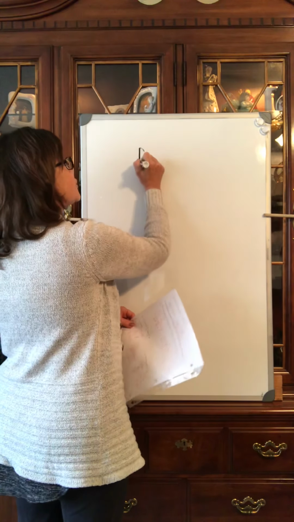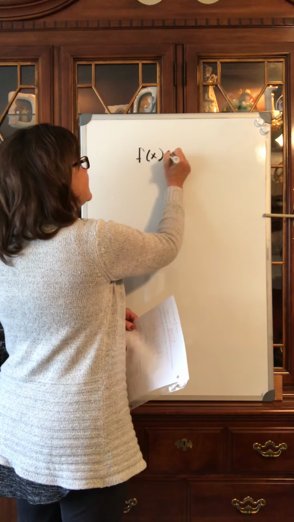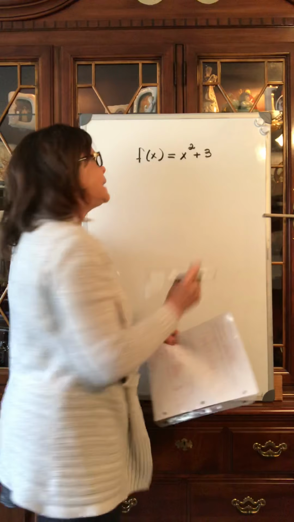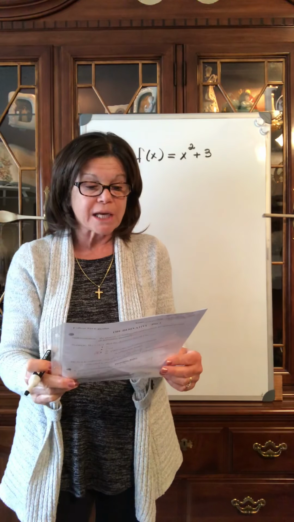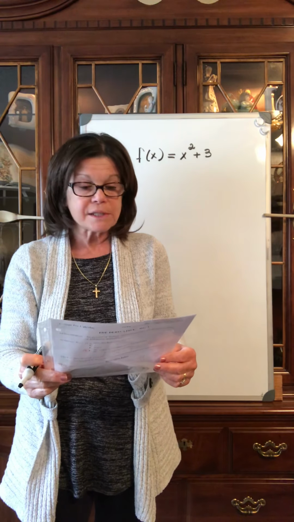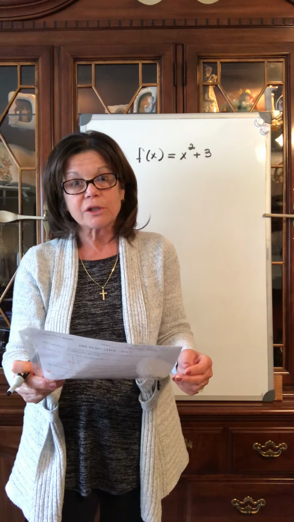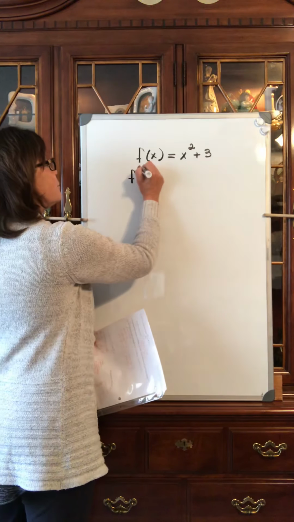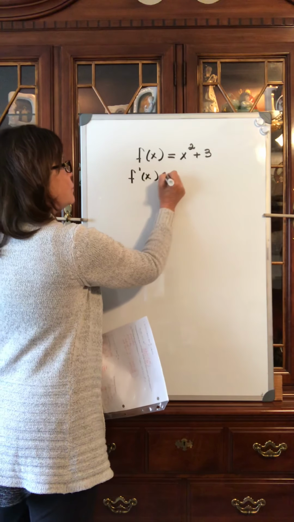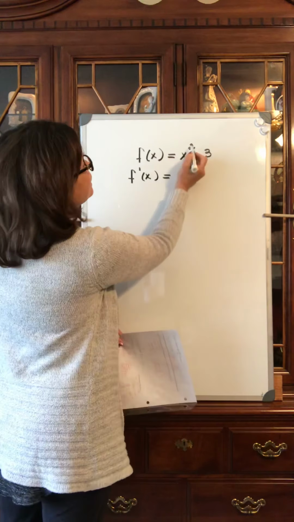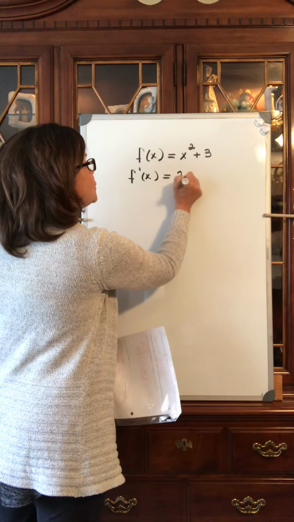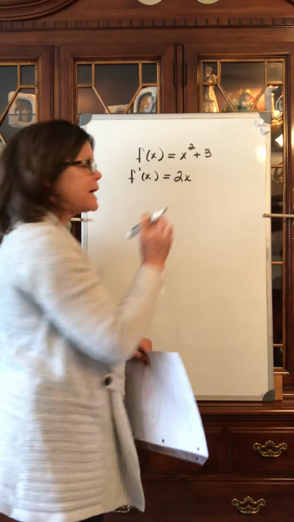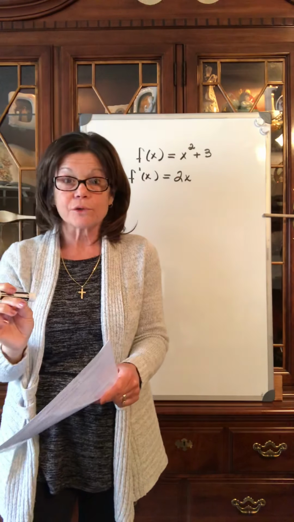Okay, so if our function is f of x is equal to x squared plus 3, and I want to find the instantaneous rate of change at an x value of 2 for this function and an x value of 4 for this function, my first step is to find the first derivative. So f prime of x will be equal to, I'm going to use the shortcut rule, 2 times 1 is 2, bring the exponent down, x to the first, and the derivative of a constant is 0. So 2x is our first derivative.